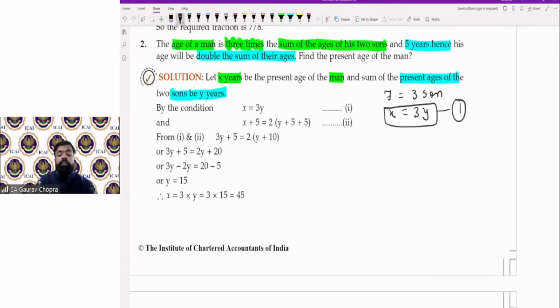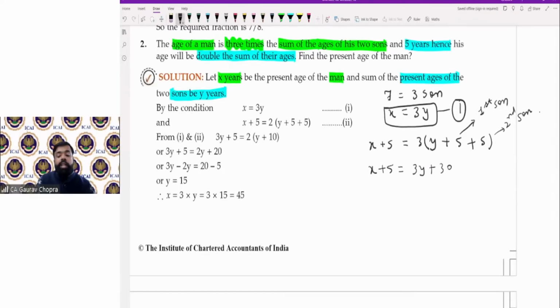Then it says after 5 years. So after 5 years, age of father will be x plus 5. And after 5 years, age of son: now age of first son will increase by 5 and age of second son will also increase by 5. That's why we are adding 5 2 times. The age of both of them will increase. So if you simplify, x plus 5 is equal to 3y plus 30.